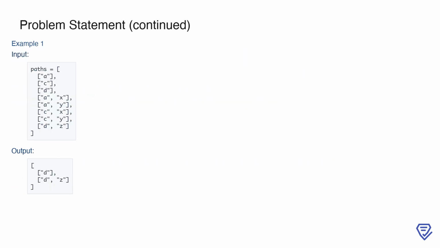Here's the first example. The input consists of several paths, A, C, and D, along with their subfolders. For instance, A contains subfolders X and Y, and similarly, C contains X and Y as well. The output for this example is a simplified list containing only the directory D and its subfolder Z. This is because A and C are duplicates, they both have identical structures and contents, including their subfolders. Since duplicates must be removed entirely, both A and C are deleted, leaving only D and Z in the final result. This shows how the problem focuses on recursively identifying and removing duplicate structures.